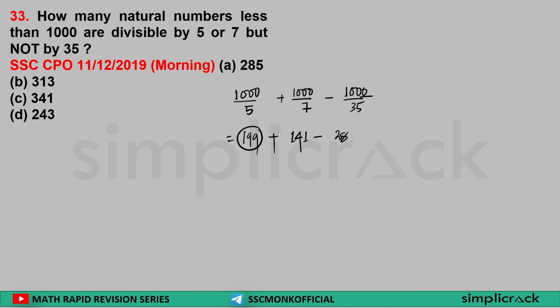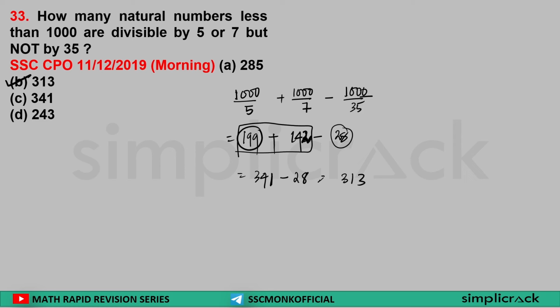So 35 8. Yes. Now it is saying if I add this, I will get the numbers divisible by 5 or 7, and if I take out this, I will get only numbers which are divisible by 5 or 7 but not by 35. So 199 plus 141, 199 plus 1 is 200, 200 plus 140 is equal to 340, minus 28 is equal to 312. Oh, my bad. This will be 7 2s are 14, so this is 142. So this will be 341. 341 minus 28 is equal to 313. So the right answer is option B.